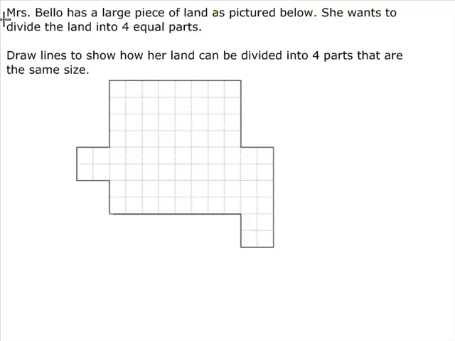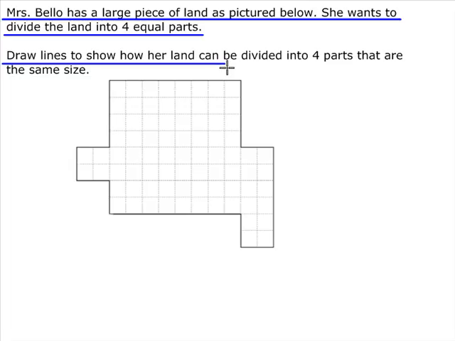Here the problem reads, Mrs. Bello has a large piece of land as pictured below. She wants to divide the land into 4 equal parts. Draw lines to show how her land can be divided into 4 parts that are the same size.